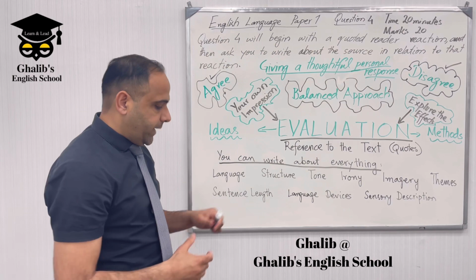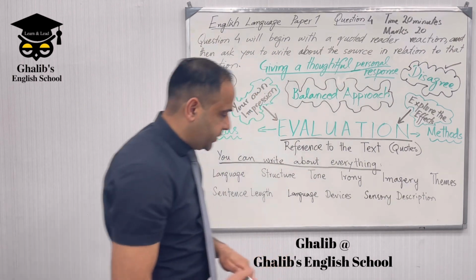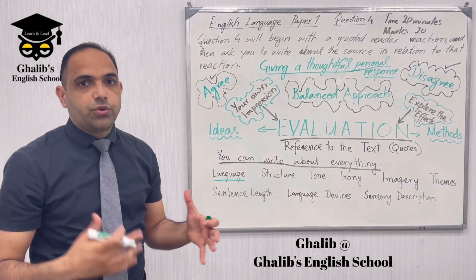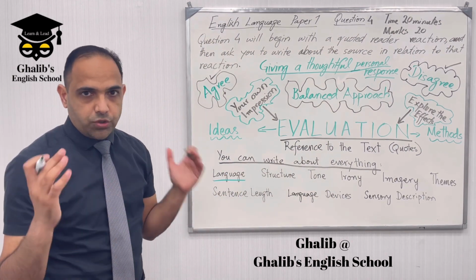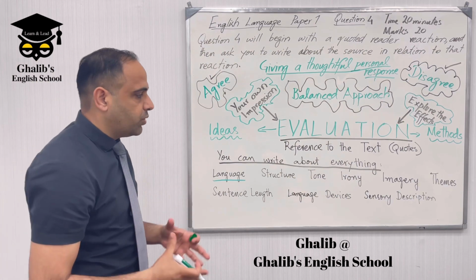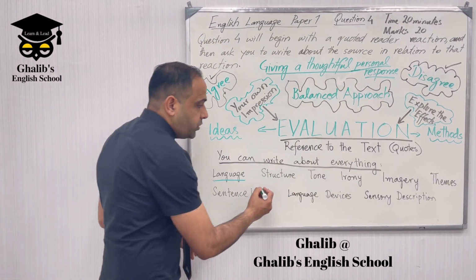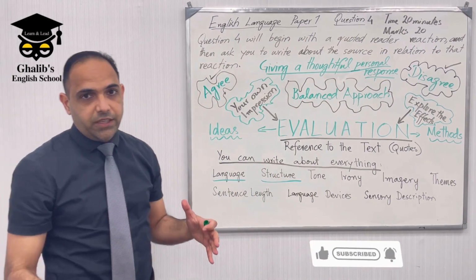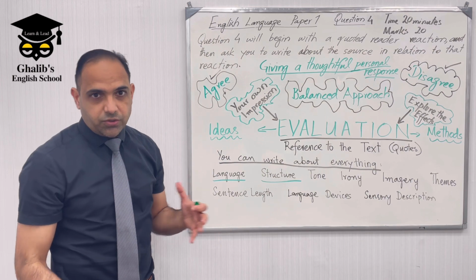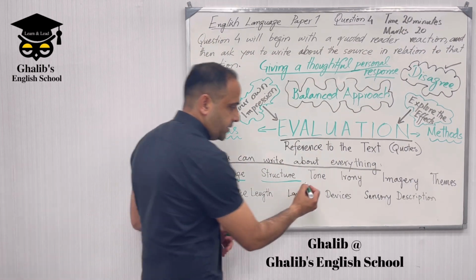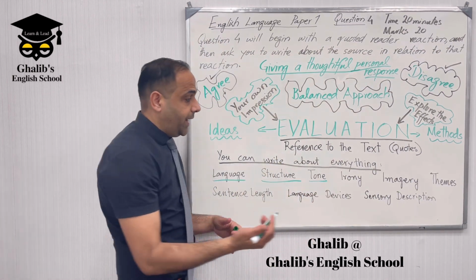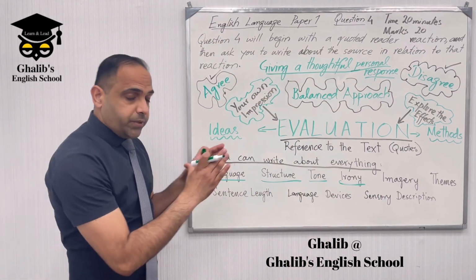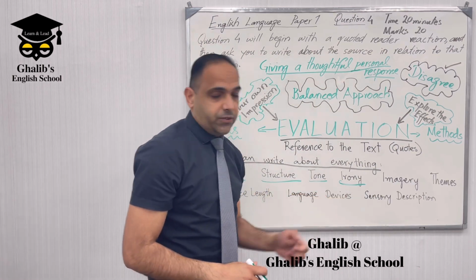You can write about language. For example, what type of language has been used. In language, we can talk about verbs, adjectives, adverbs. You can talk about the structure. What type of structure is it? Whether the text is written in paragraphs, or there are dialogues, so you can talk about that. You can talk about tone, irony. So when you read that particular section of the text, you can talk about that as well.